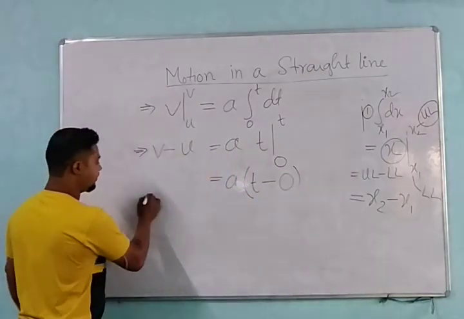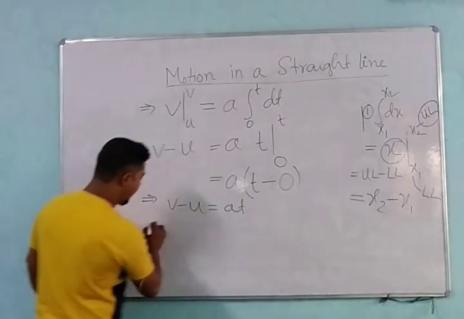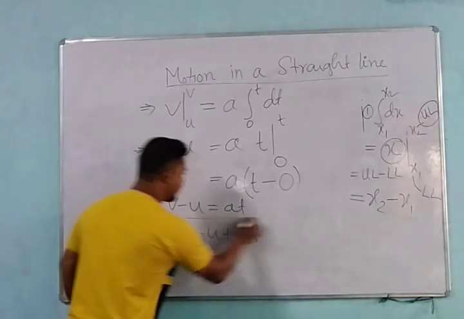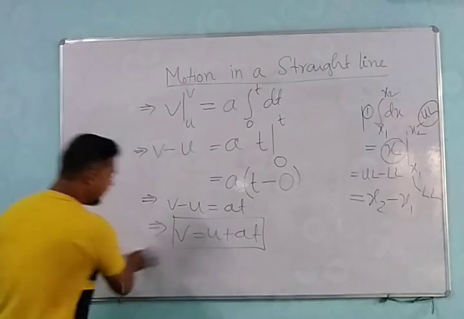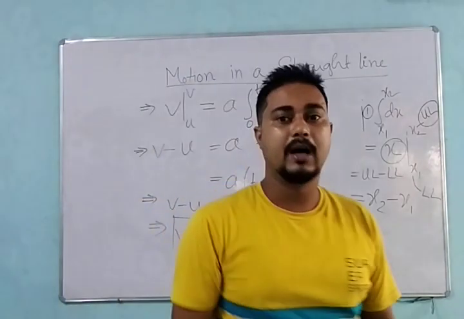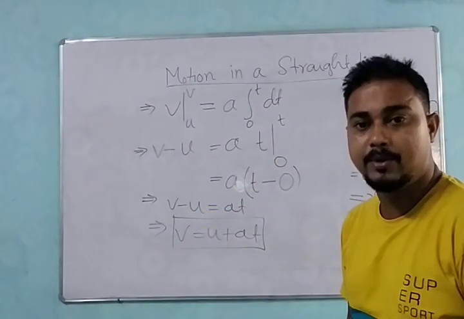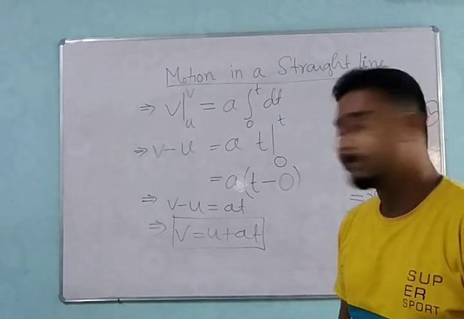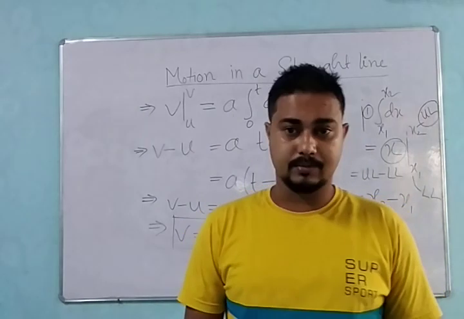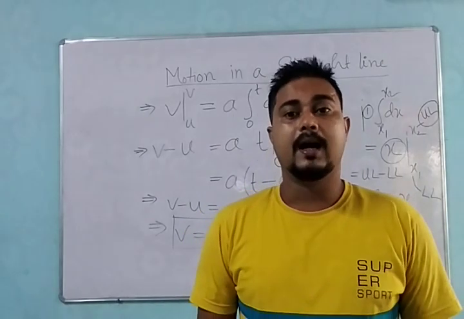Okay, now try to simplify this term: v minus u is equal to at, or also we can write v is equal to u plus at. So it is the first equation of kinematics we have got by the calculus method. I hope all of you are able to understand this, and if you have any doubt please feel free to ask me.